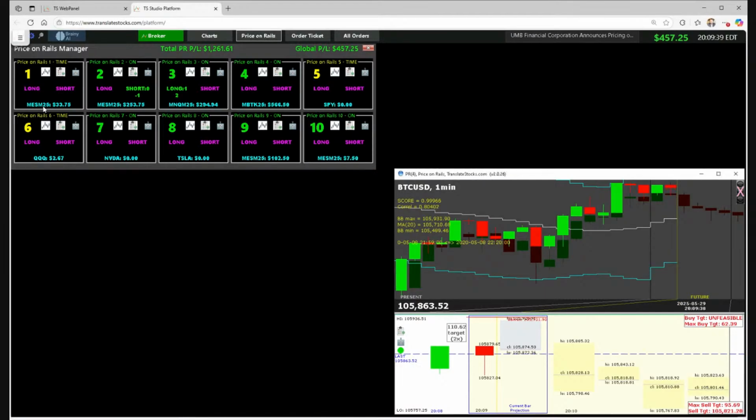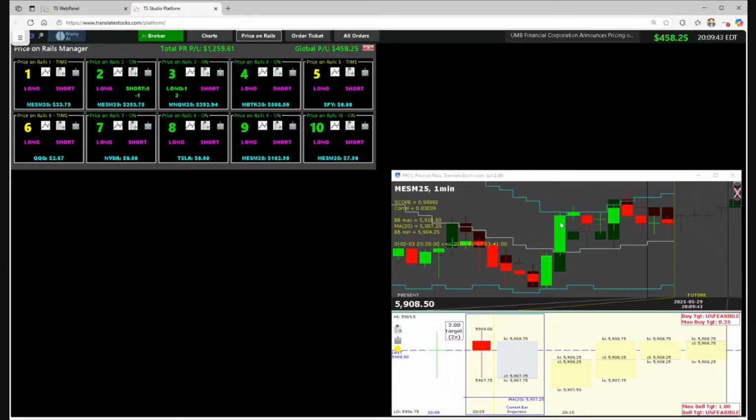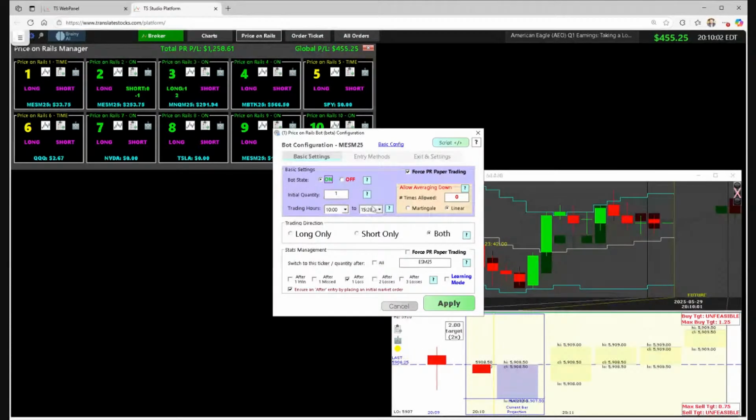The other strategy that I have, the first one, is actually on the price on rails number 1. When I click on this little chart button, I switch the charts to the one that I'm seeing. So now it's the MES M25, also 1 minute. And here we have a yellow dot. That means that this strategy is out of hours. The trading hours are configured between 10 a.m. and 3:30 p.m. We are not averaging down.